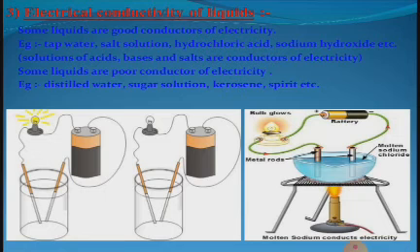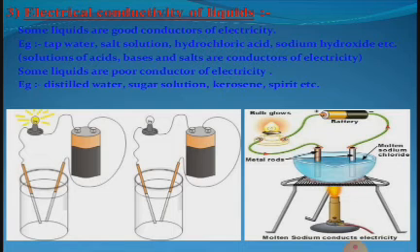Now take a given solution in a beaker and connect the circuit and dip the two free ends of conducting wires into beaker and allow the current to pass through the liquid. When current passes through the liquid, if the bulb glows, then you can say the given liquid is a good conductor of electricity.